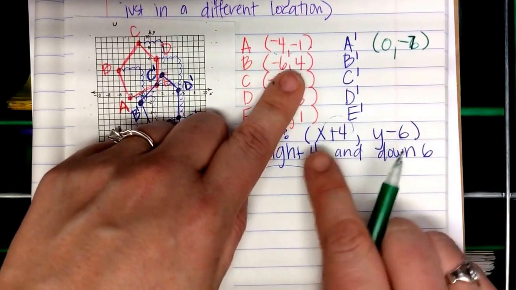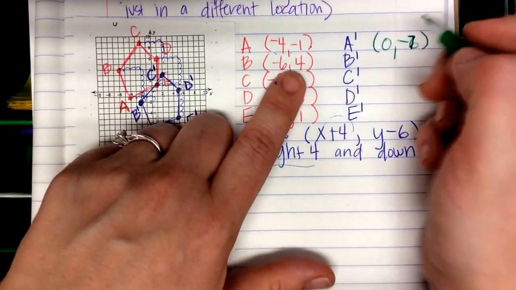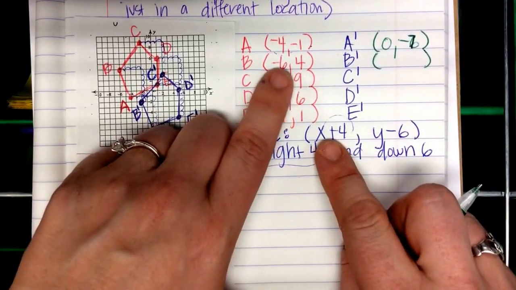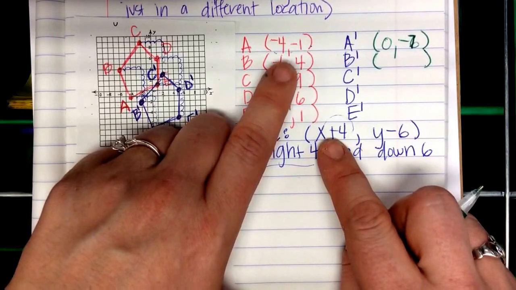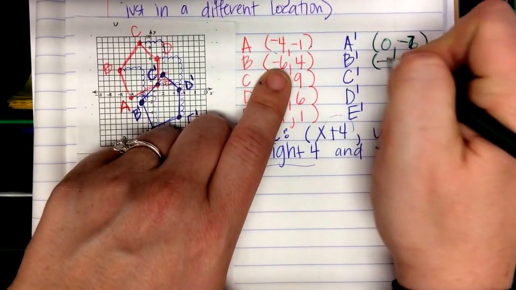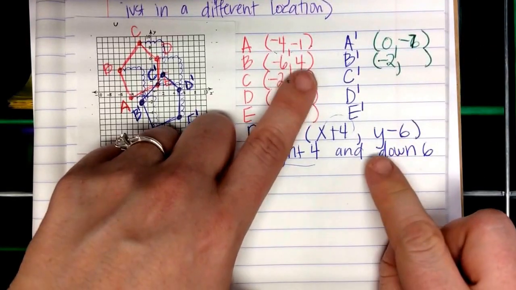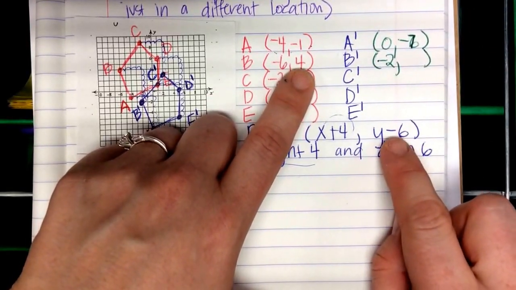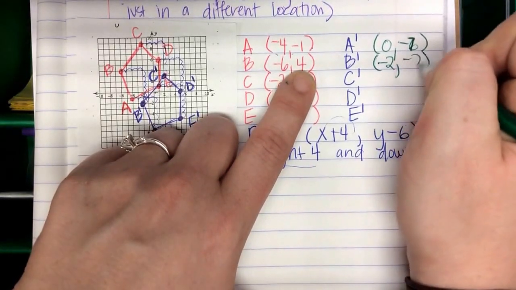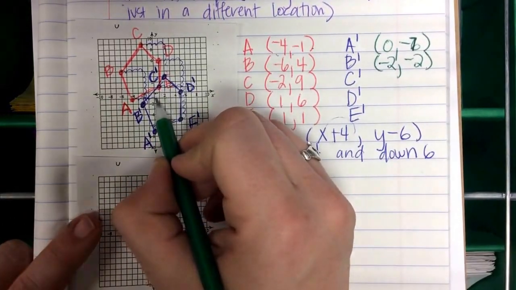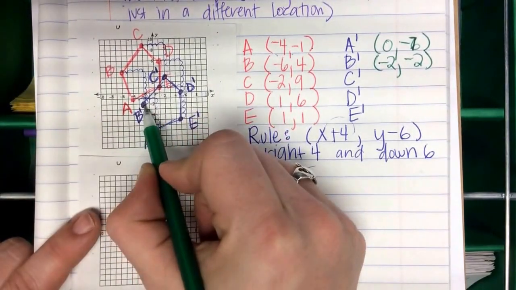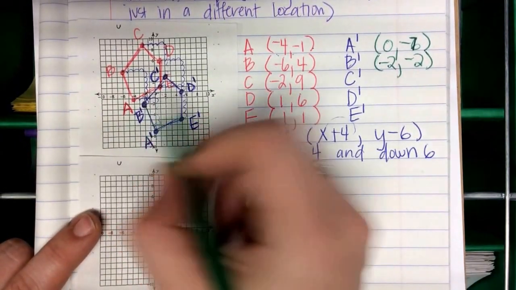So here, x plus 4, what's the value for B? X plus 4. -6 plus 4 is -2. And y minus 6: 4 minus 6 is -2. And we can look: -2, -2. That's where B prime is.